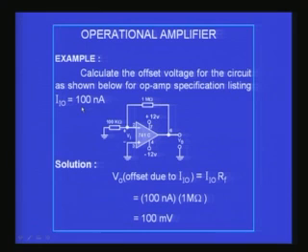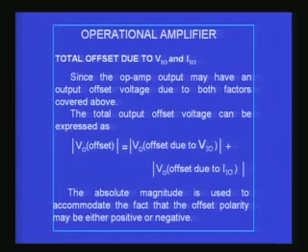So, how do I calculate? The solution is that the output offset voltage due to the input offset current is nothing but the input offset current multiplied by the feedback resistor, because it becomes a current to voltage converter, as you can see. So, IIO multiplied by RF, where RF here is 1 megohm. 100 nanoamperes multiplied by 1 megohm gives me 100 millivolt. So, the offset voltage due to the input bias current offset is 100 millivolt. That is a very simple way of calculating the output offset.